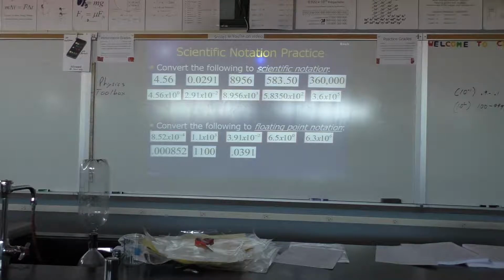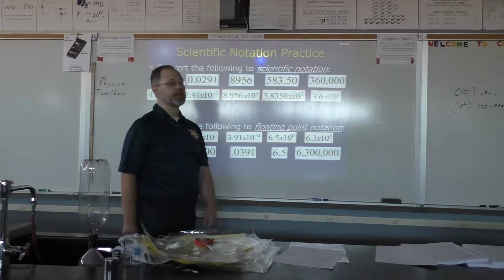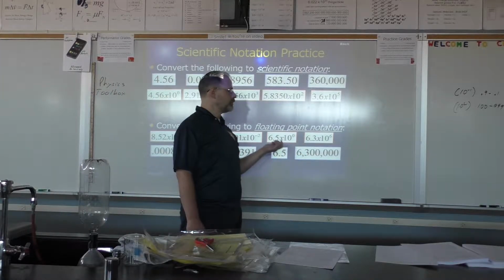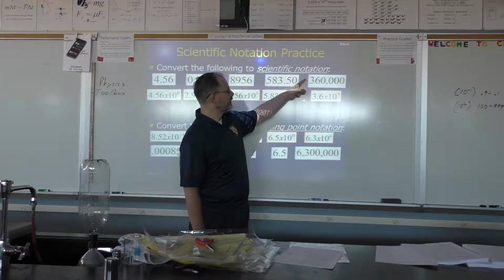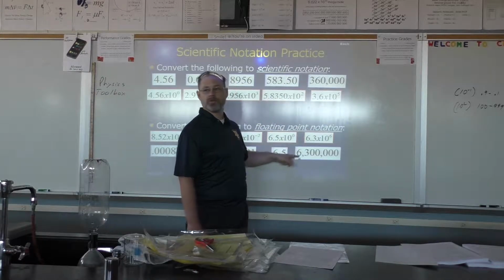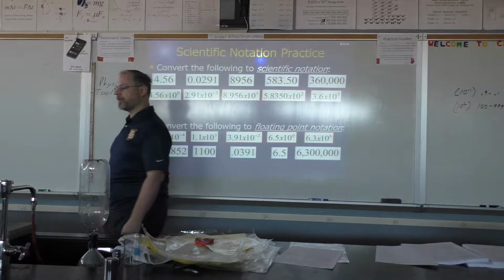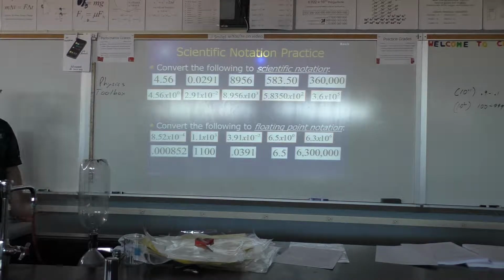Okay, so 6.5, and then 6.3 times 10 to the 6th. Look at all those zeros. You have to put those zeros in to make it 6.3 million, but they're not significant. So going from this to this, you can see the relationship: zeros that make a number really big are not significant. Okay, how are we doing so far? Give me a thumbs up if you're happy with what we're doing and you're ready to move on.